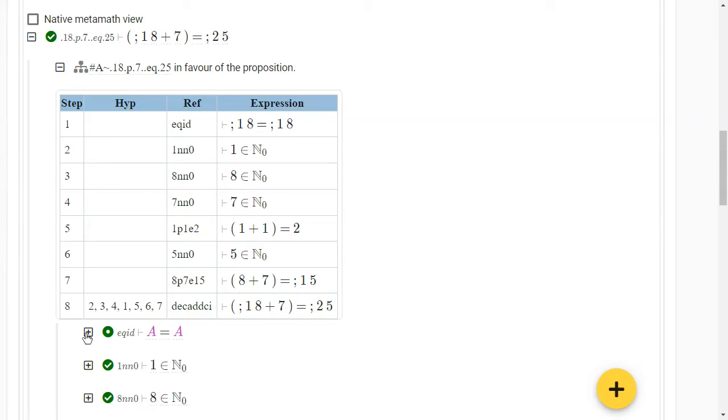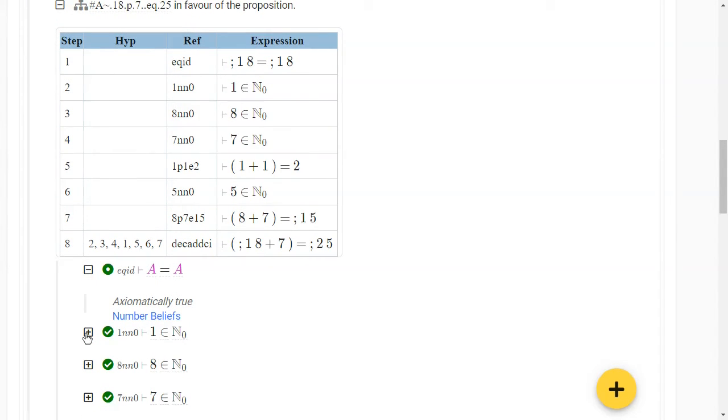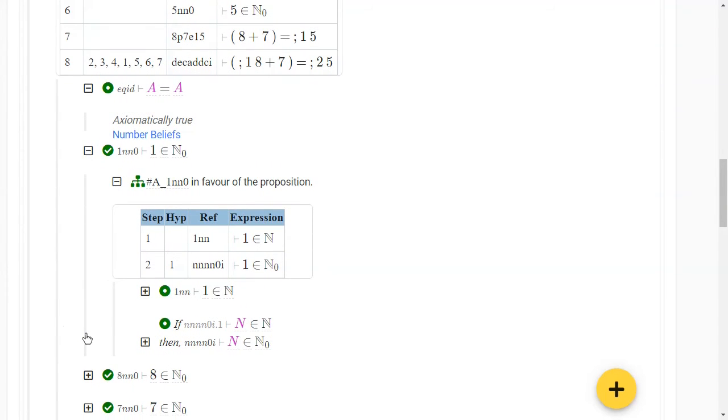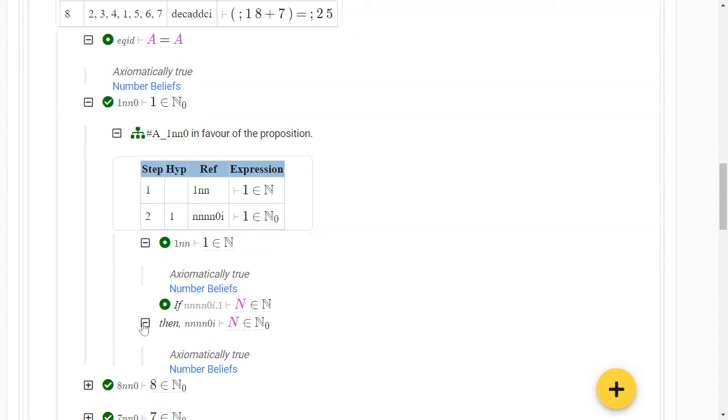EQID, which is A equal to A, is obviously true for me. It is there in my belief set. 1 is n and 0, that is, 1 is a whole number. This is true for my understanding because A, 1 is a natural number, I know this, and B, all natural numbers are whole numbers. My 4th grade teacher taught me that.